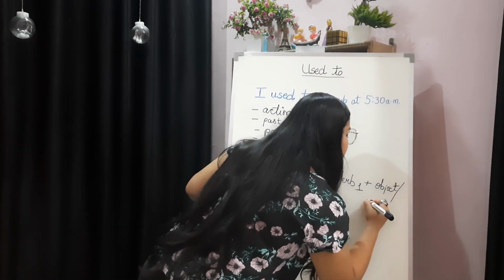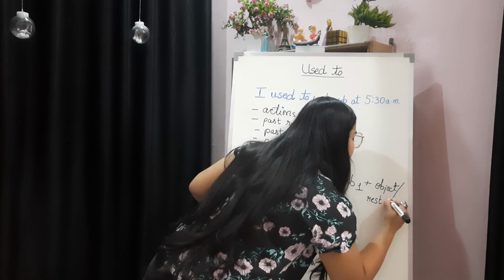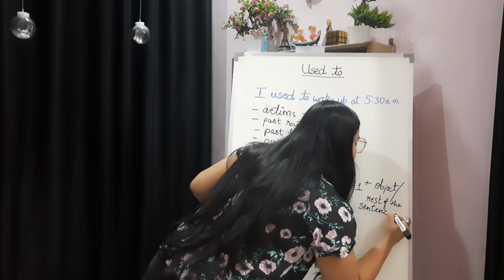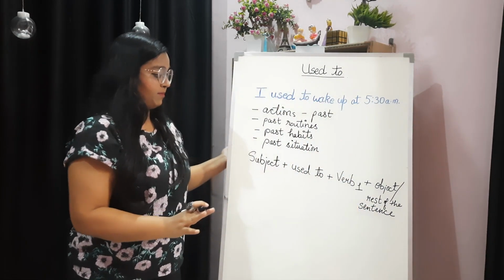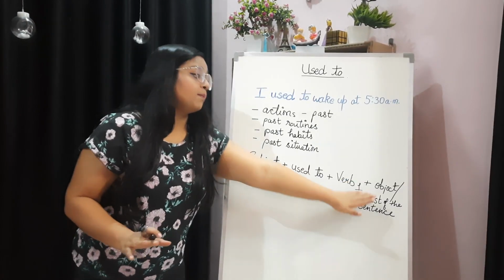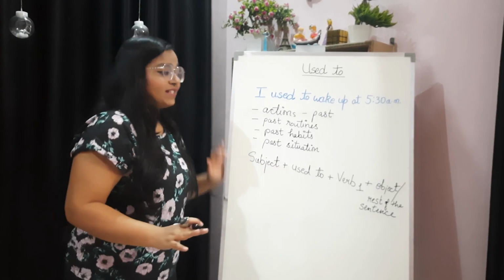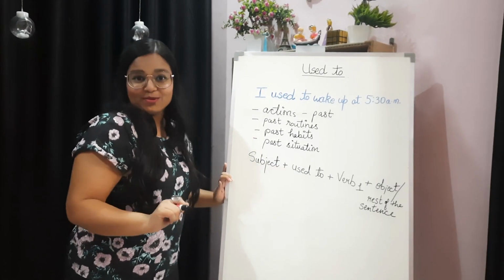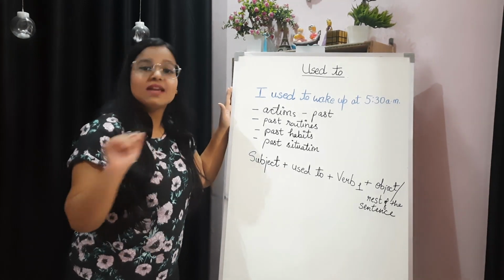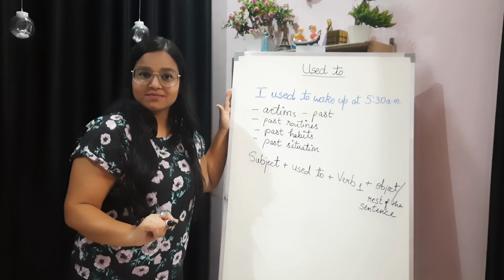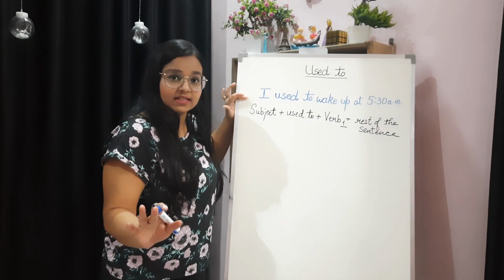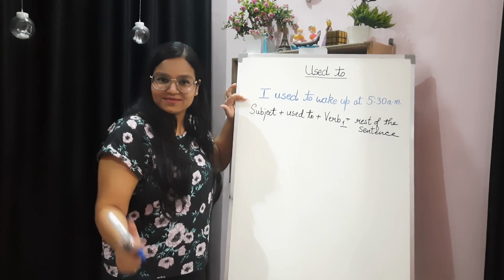We can call it object, or we can also write it as rest of the sentence. Subject plus used to plus verb's first form plus rest of the sentence. So that's the structure. Now let's talk about how we can turn the sentence into a negative sentence, negative form. So let's learn about the negative form of this sentence. How can you make this negative?